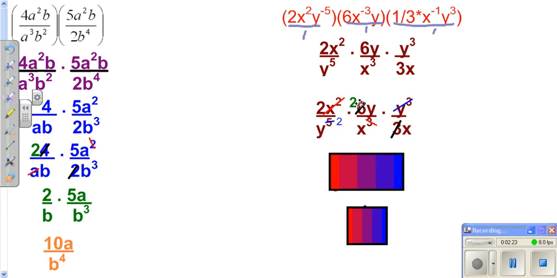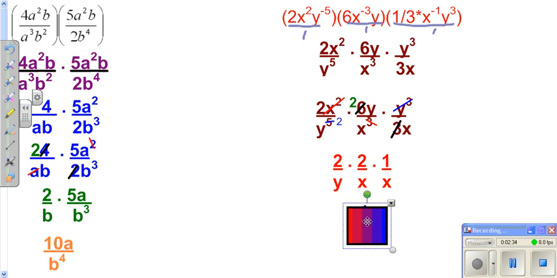Your 3 and your 6 reduce down. So you have this. So you multiply the top, multiply the bottom, and you get your answer.